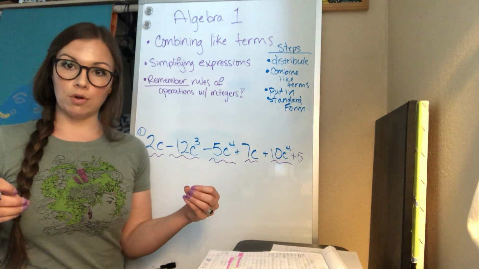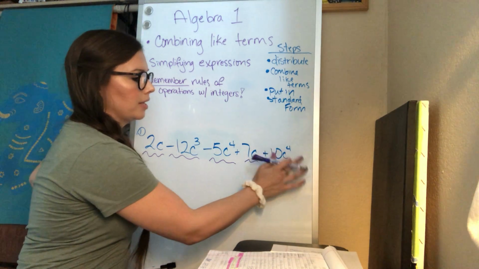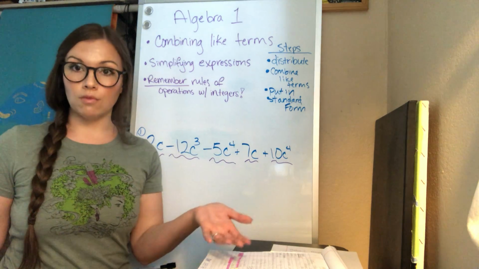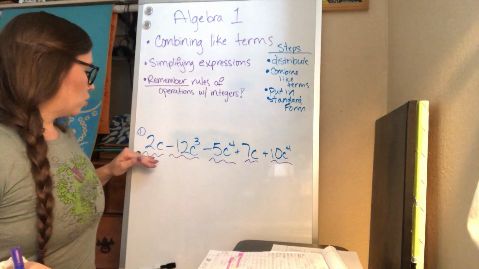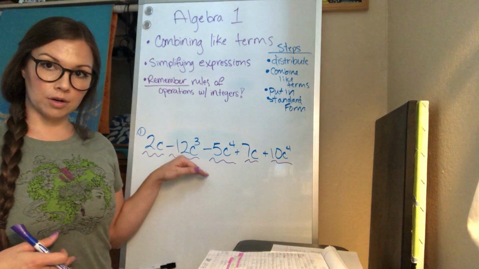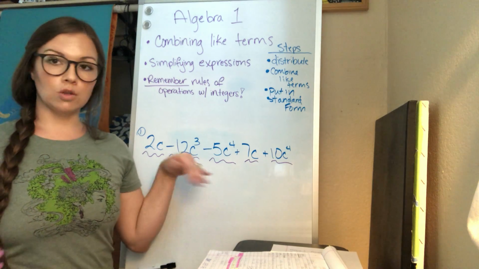It doesn't have to have a variable to be a term, it just has to have a number, okay? Or it could be a variable by itself, because we know that variables by themselves have an invisible coefficient of 1, right? So 2c is a term. Negative 12c cubed is a term. Negative 5c to the fourth is a term. So on and so forth, okay?